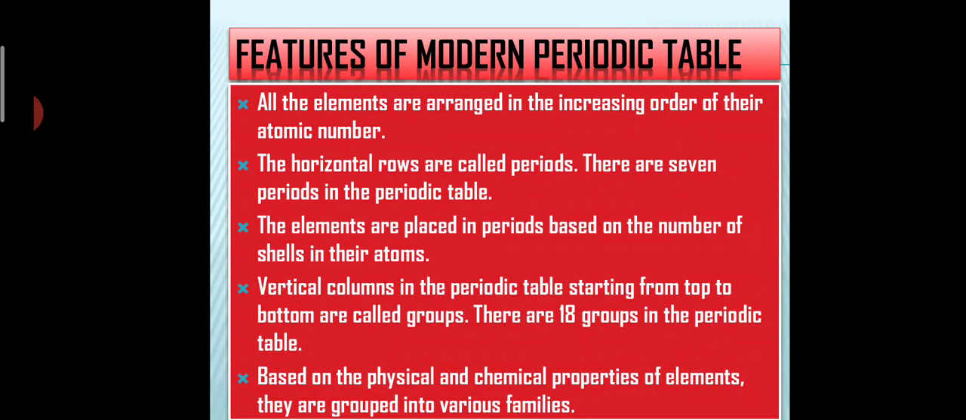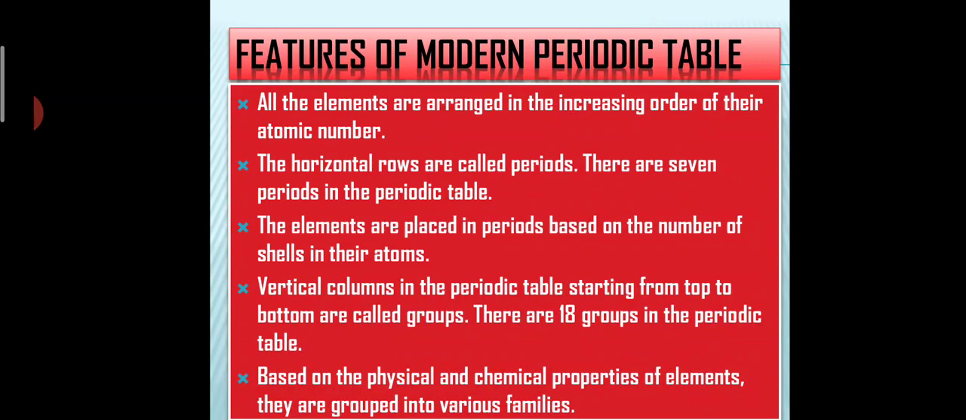So we have certain features for this modern periodic table, which is a very, very important question. So you have to listen carefully. This is an important 5-mark question. So what are the features of the modern periodic table? The first point is all the elements are arranged in the increasing order of their atomic number. So based on the atomic number, the elements were arranged.